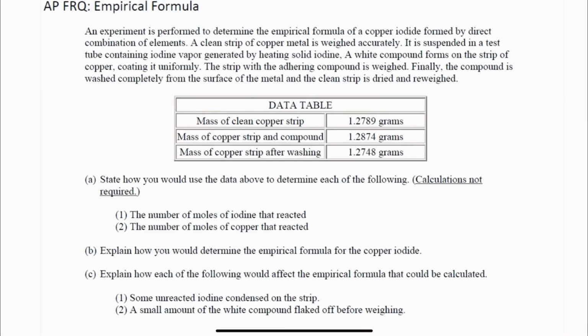Let's do an FR2 for an empirical formula. An experiment is performed to determine the empirical formula of a copper iodide formed by direct combination of elements. A clean strip of copper metal is weighed.